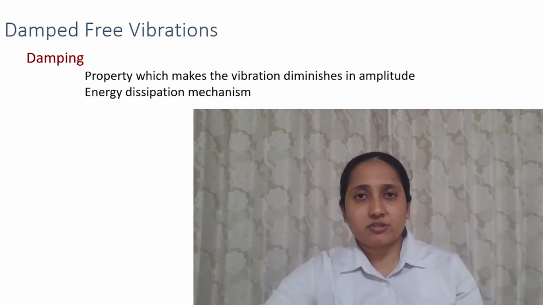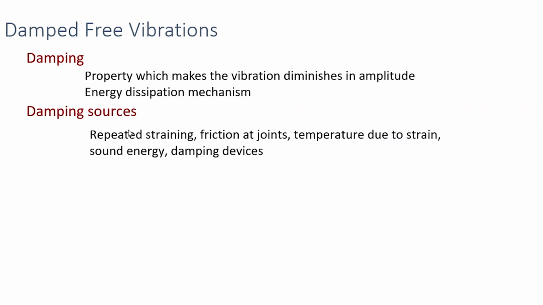Now let us see some of the sources of damping. Every material will dissipate some energy when it is under strain. So when a structure is under repeated straining, it will dissipate some energy. Then we have friction at joints, which is another form of energy dissipation. And when a structure is getting strained, some temperature is also developed, so that will also cause some energy dissipation. And when a structure is vibrating, sometimes sound is produced, so that will also cause some energy to dissipate. So all these mechanisms will take away some energy from the system.